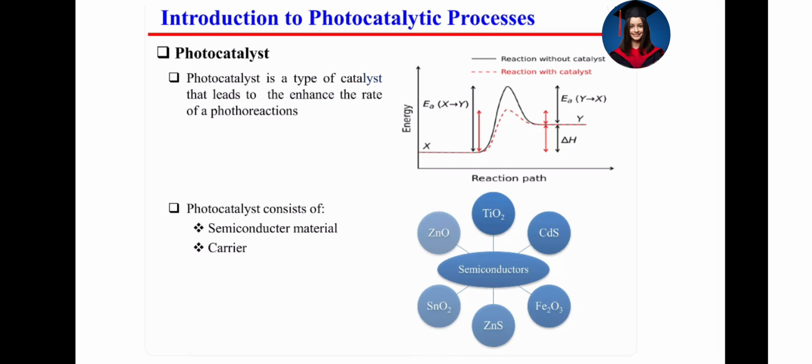Photocatalysis. Photocatalysis is a type of catalysis that enhances the rate of photoreactions. Photocatalysis consists of two components: semiconductor material and carrier. Semiconductor materials are mainly zinc oxide, titanium dioxide, cadmium sulfide, iron oxide, zinc sulfide, and tin oxide. Mainly these are the semiconductor materials.